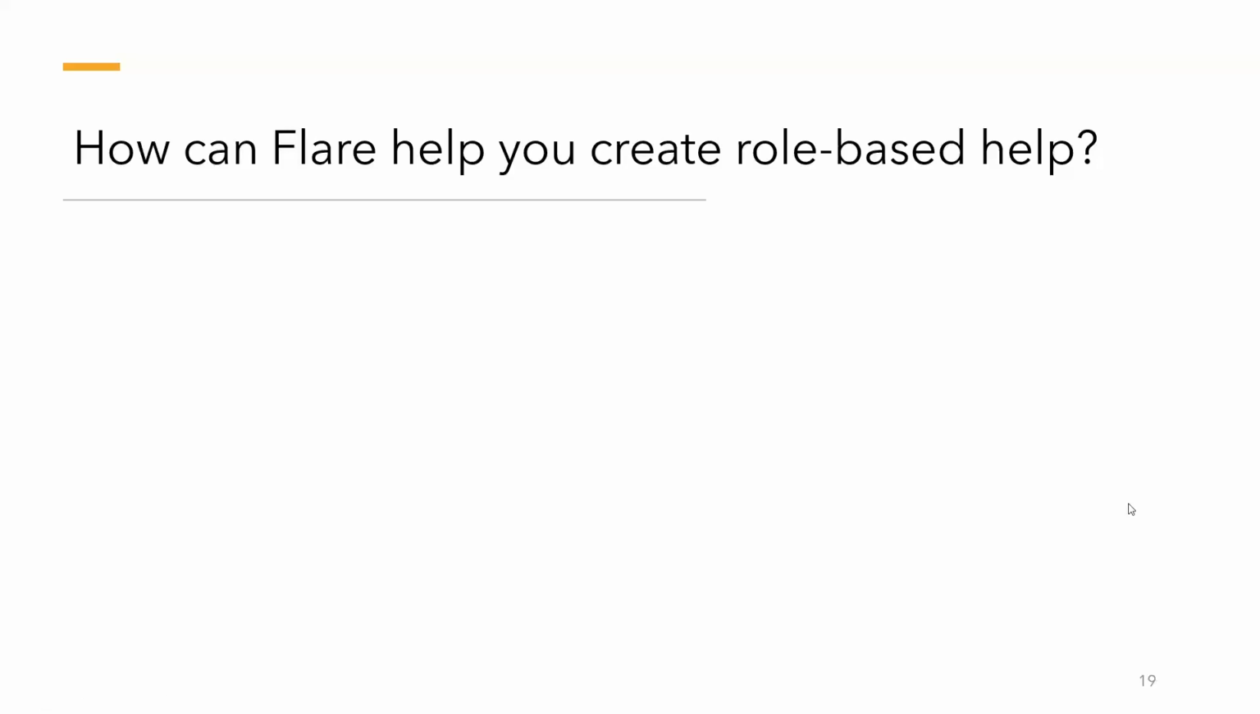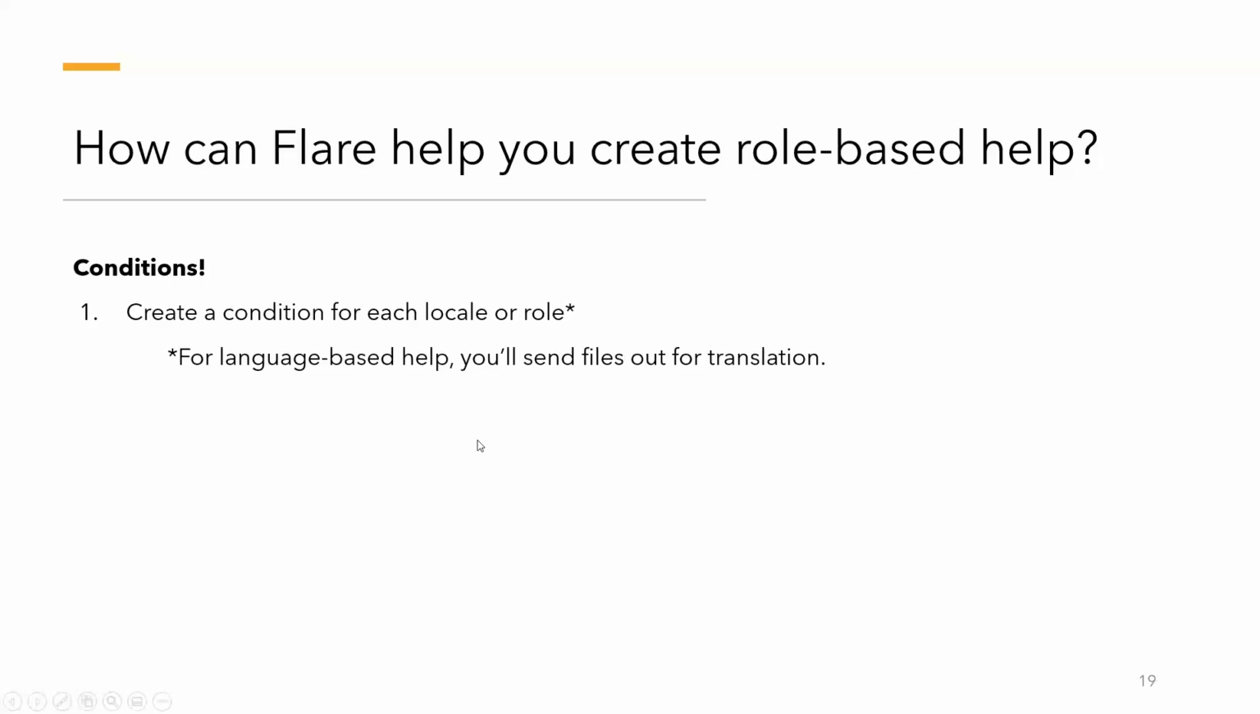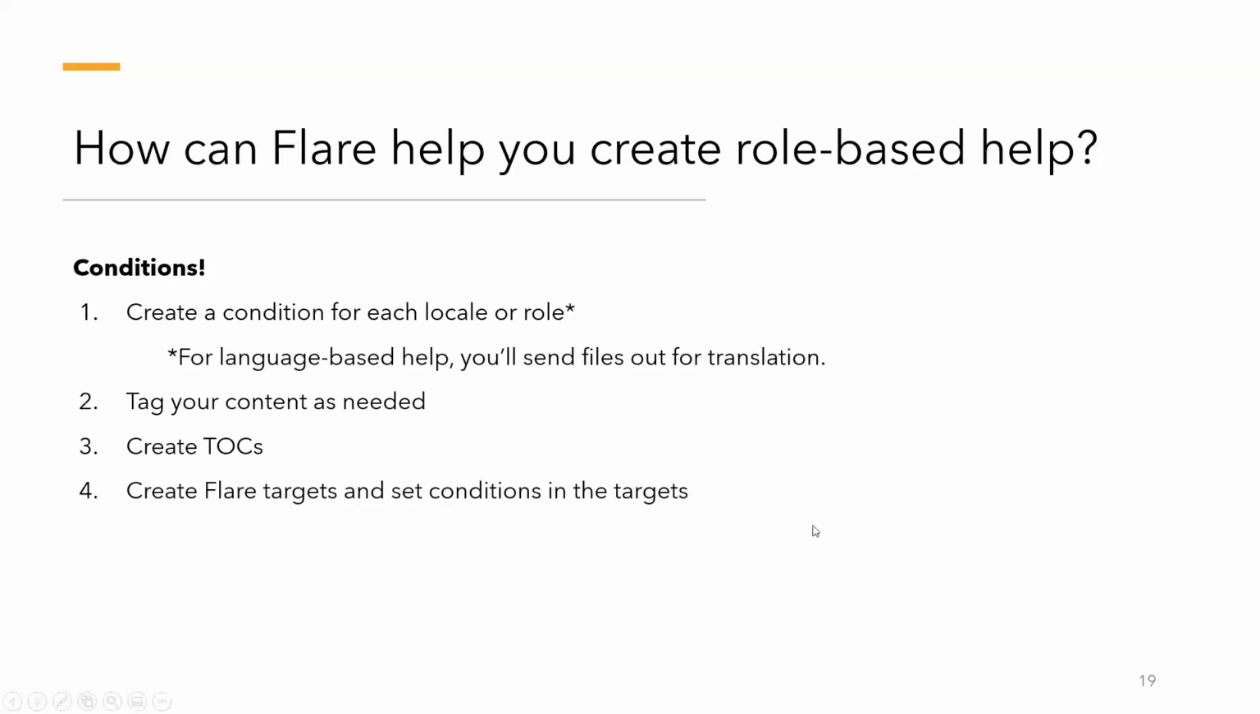Okay, now let's spend a few minutes talking about how Flare can help you create role-based help. In a single word, that word is conditions. First thing you're going to do is create a condition for each locale or role. Just keep in mind that for language-based help, typically you're going to send your files out for translation, so you're not creating conditions for different languages. Second, you're going to tag your content with conditions as needed. After that, create TOCs containing the content for each locale or role. And finally, you're going to create Flare targets and set the conditions in the targets.